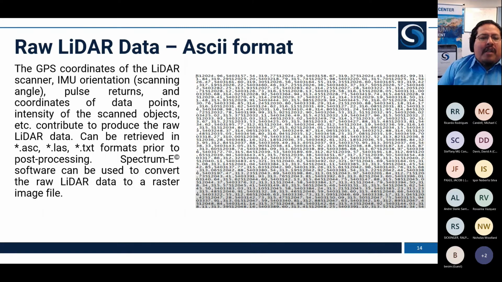And so you can see it's got a number of values. It can be a little confusing because it's got all kinds of information such as the GPS coordinates of the LiDAR scanner, the IMU orientation, scanning angles, pulse returns, coordinates of the ground data points, intensity values of scanned objects, etc. So that information is typically retrieved.